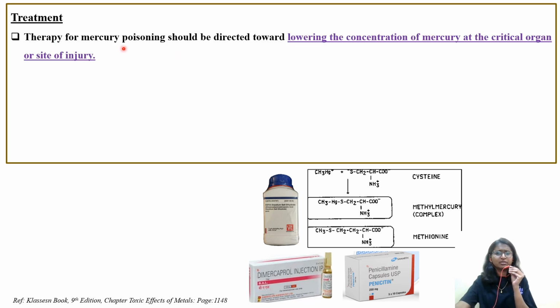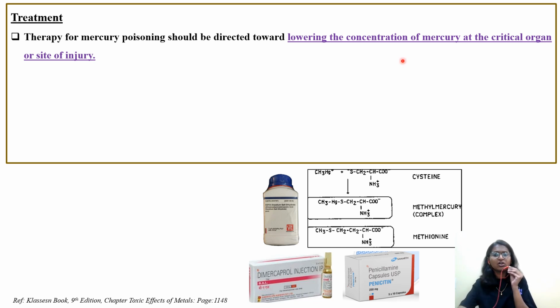Therapy for mercury poisoning should be directed towards lowering the concentration of mercury at the critical organ or site of injury. So very important: whenever a patient is exposed to a toxic chemical, the first thing you have to do is make sure there is no further exposure to that particular chemical. You have to wash out, remove the clothes, all these things have to be done. But here, in the case of oral ingestion, you have to stop further absorption.